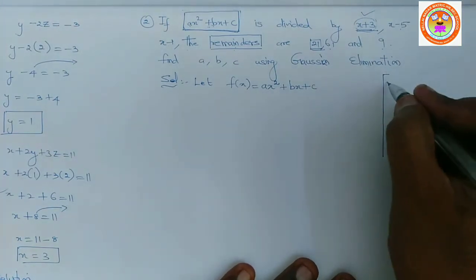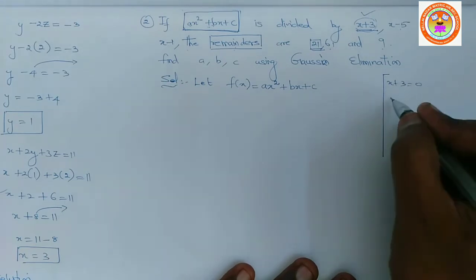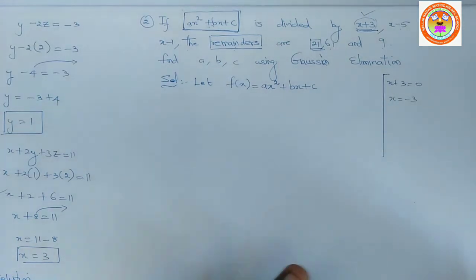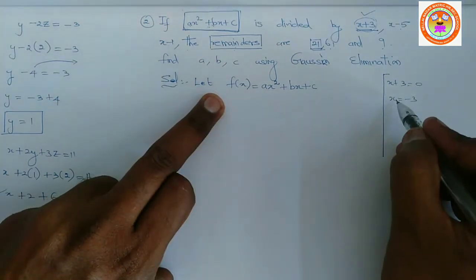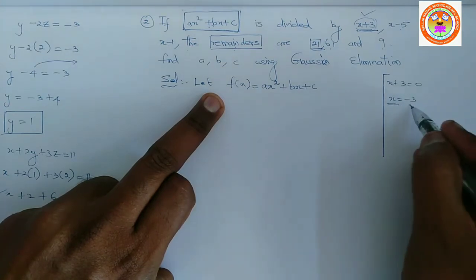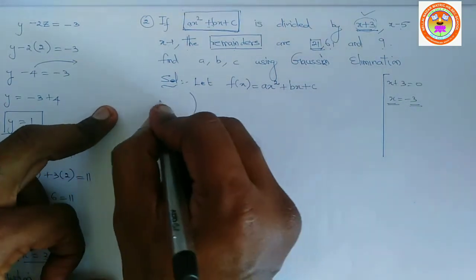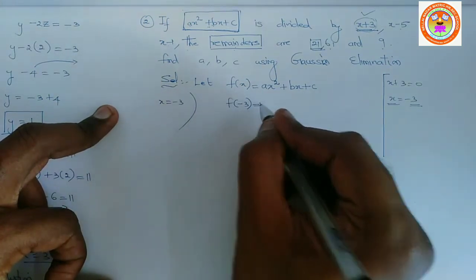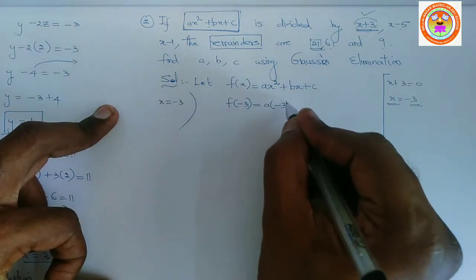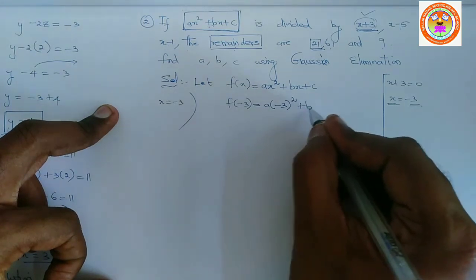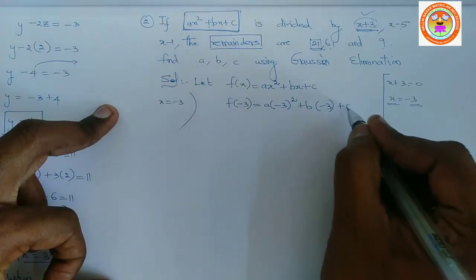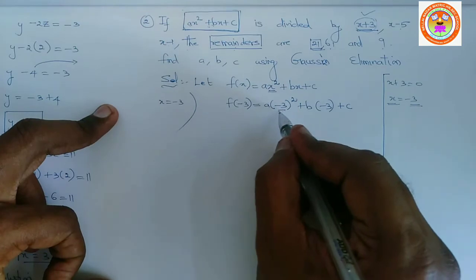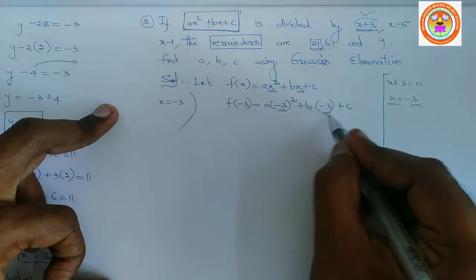So x plus 3 is equal to 0, therefore x is equal to minus 3. In place of x we need to apply minus 3. So f of minus 3 is equal to a into minus 3 the whole square plus b into minus 3 plus c.